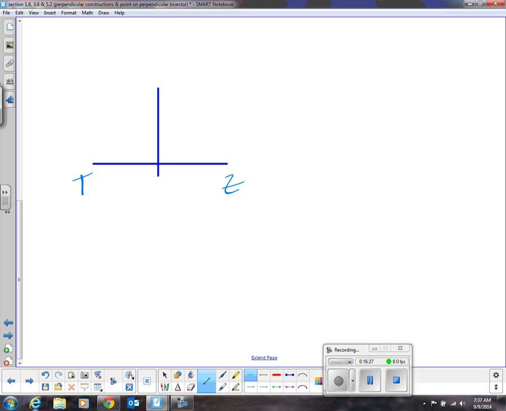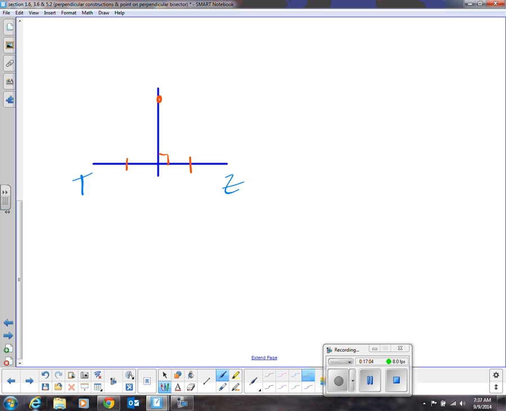How do I mark this perpendicular bisector? Hope, how do I mark a perpendicular bisector? Perpendicular means? The bisect piece means equidistant, so those segments are equal. And what do the perpendicular lines form? What kind of angles? Who can help Hope? Right angles. So this is going to be 90.